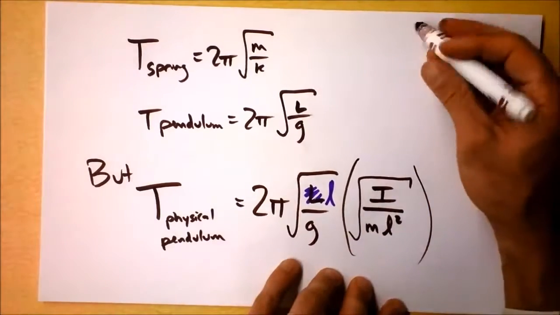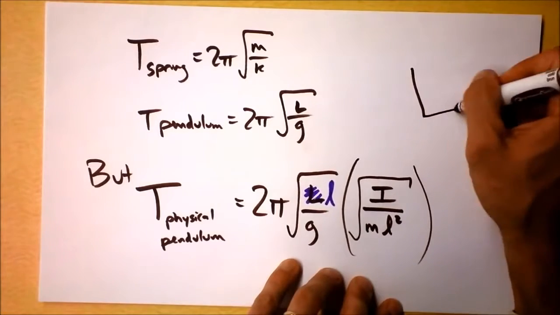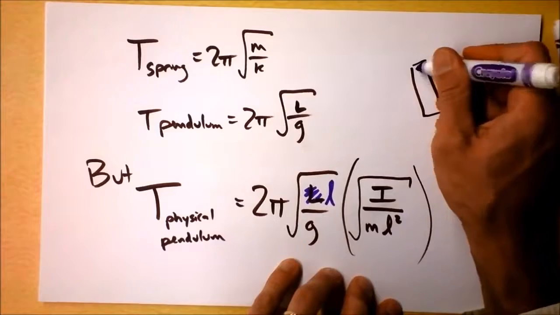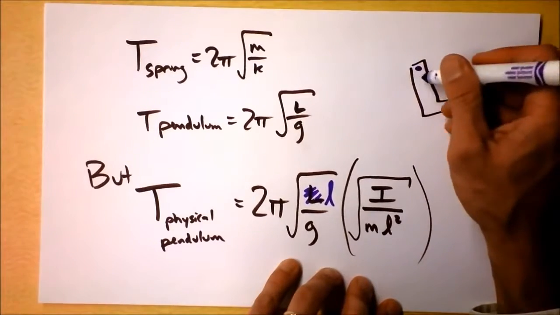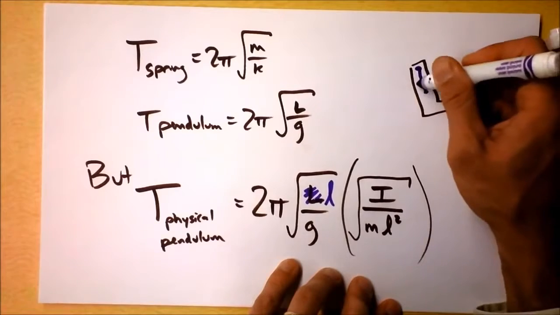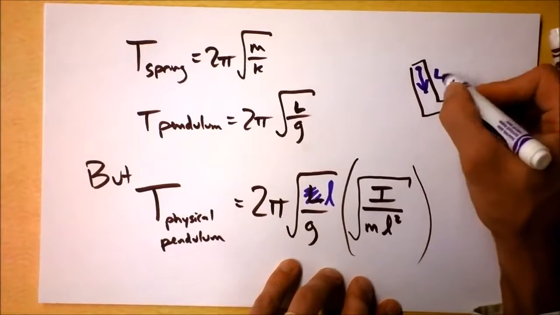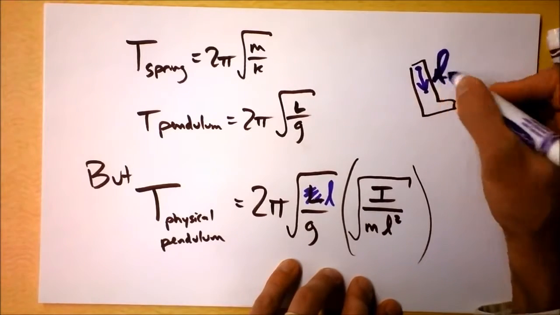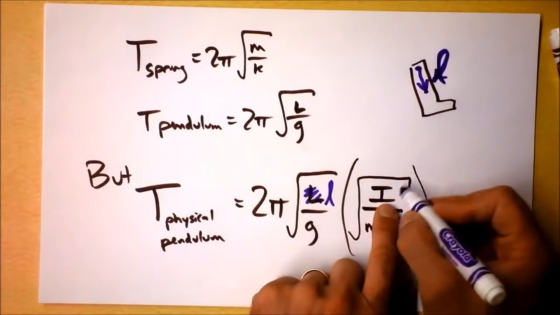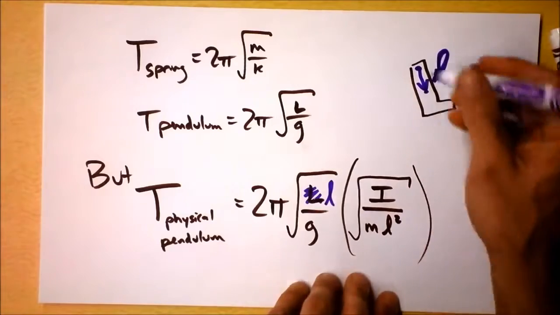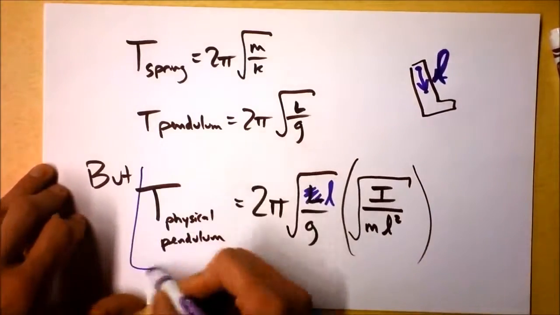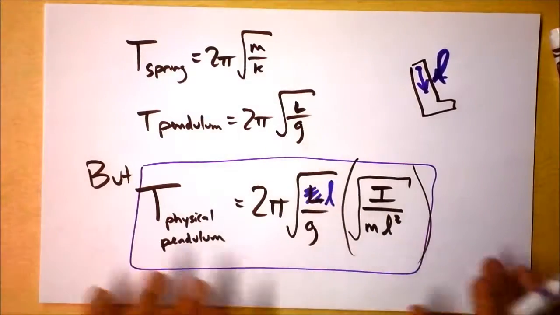A physical pendulum would be something like your leg. If this is your hip, it's the pivot point for the physical pendulum, and lowercase l is the distance to the center of mass. That's l, the distance to the center of mass for your leg. Then you also have to know the moment of inertia for your leg, which depends on all of the distribution of the mass of your leg. So it's a slight modification for a physical pendulum, and it leads to some really interesting results.